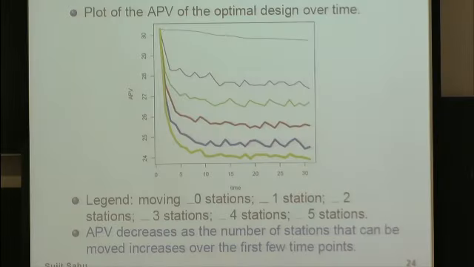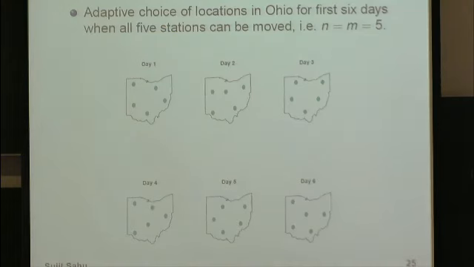So, if we do not move any stations, the APV stays very high. If you move one station, that is the purple line, then green, and I don't know if you can see it all, then the red for moving 3 stations, the blue for 4 stations, and the yellow for moving 5 stations. Over time it settles down, and you get a much better APV decrease within the first few time points. After that, when it has seen the space a bit, it settles down. So basically APV decreases as the number of stations that can be moved increases over the first few time points. That's what I summarized.